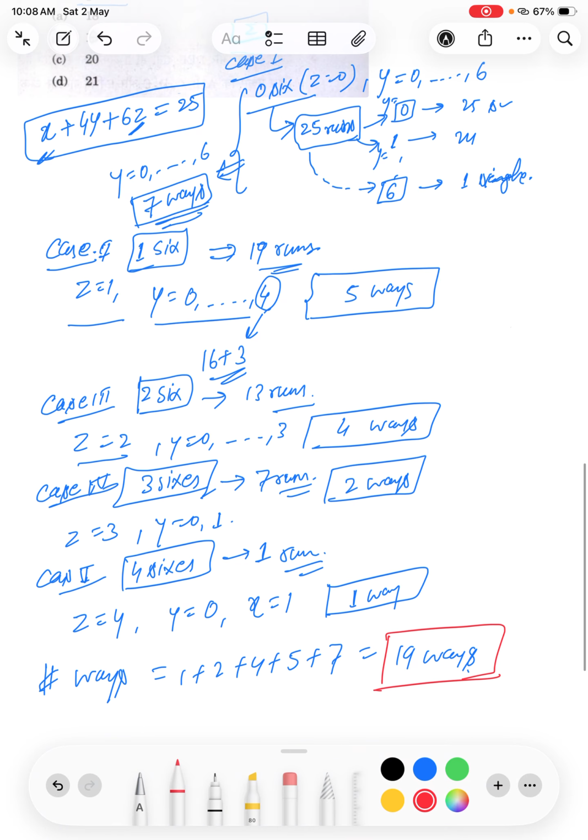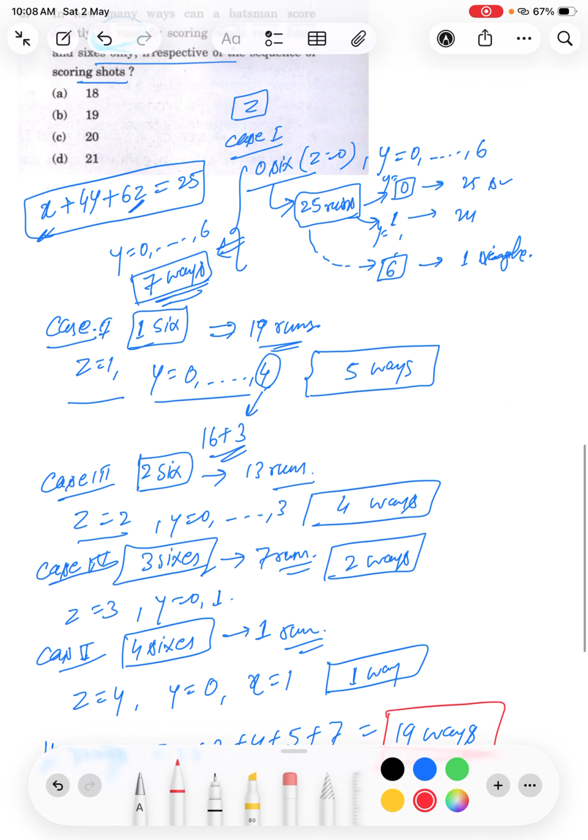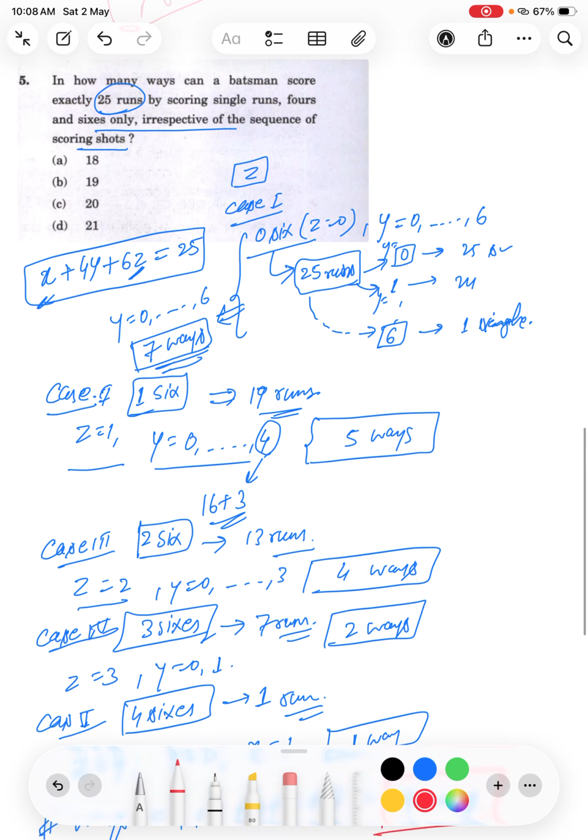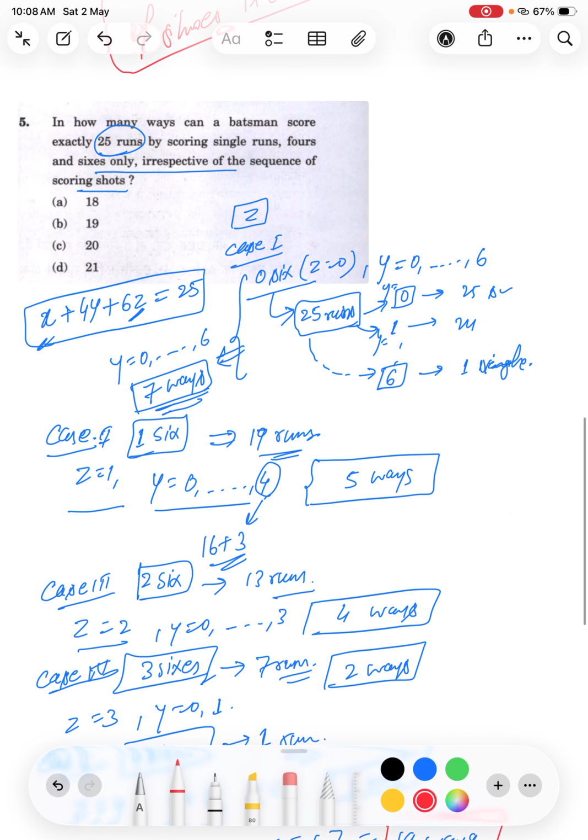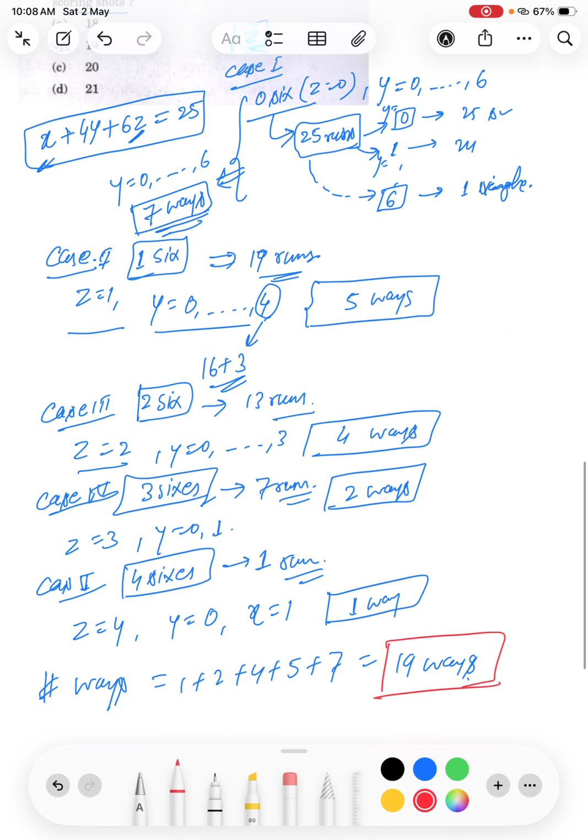So this is how you solve this type of question. You make different cases, you break down the problem and think about possible scenarios, and you add all the possible cases, and you will get the answer, the number of possibilities, number of ways.